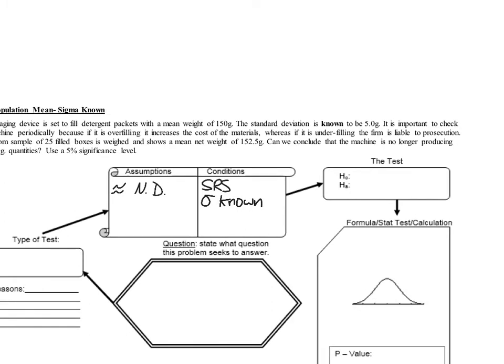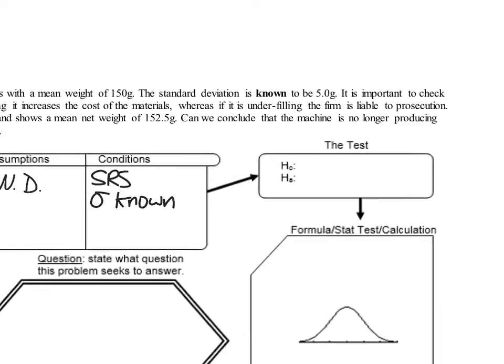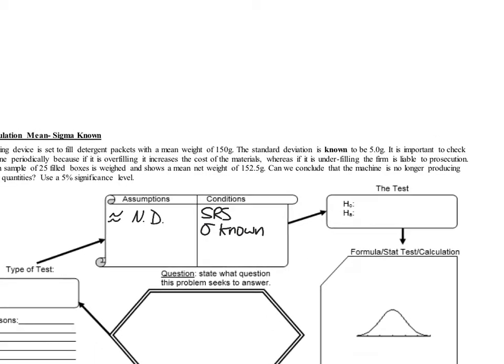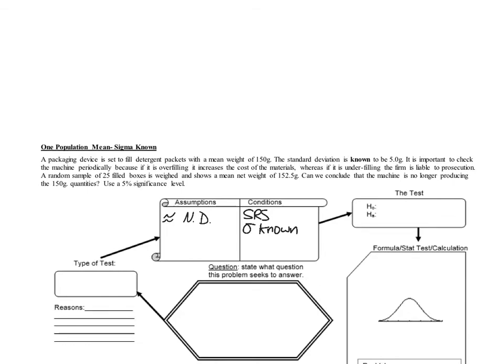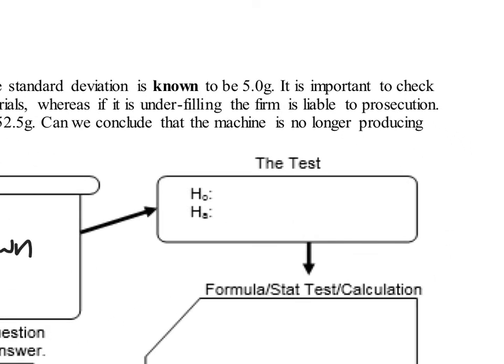Can we conclude that the machine is no longer producing the appropriate quantities? All right, so it's not saying more, it's not saying less. It gave a case where producing too much is bad, and also a case where producing too little is bad. So the idea here is either way, it's not going to be a good thing. All right, so the mean is supposed to be 150. So mu. The alternative is just simply not equal.